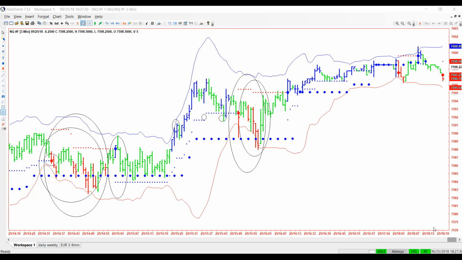Does it work on Ninja? Absolutely. We have thousands of clients who use our indicators inside of Ninja, and it works best with NinjaTrader 8. All you have to do on our website, ablesys.com, is when you order it, you order the NinjaTrader add-on, not Abletrend 7. Then you get the Abletrend indicators inside of Ninja. It works excellent. Same signals, same colors and dots.